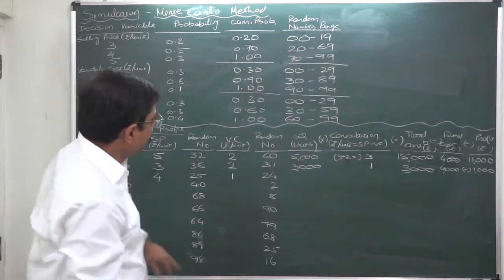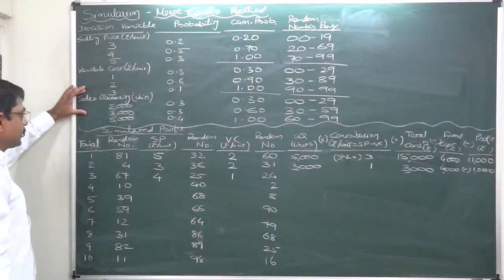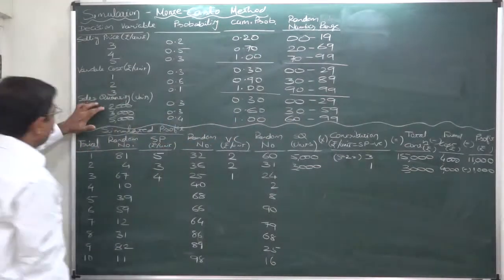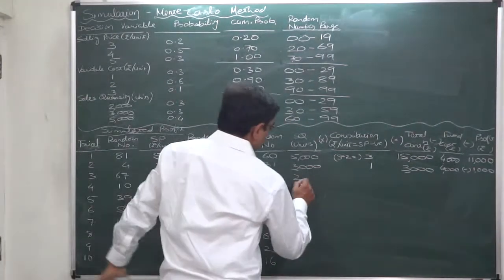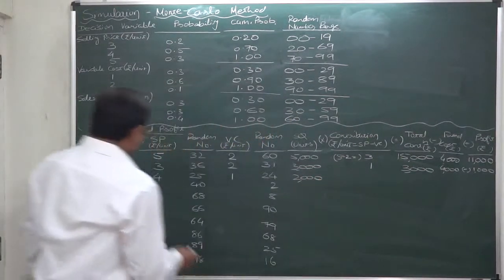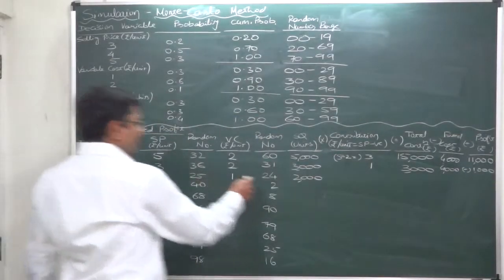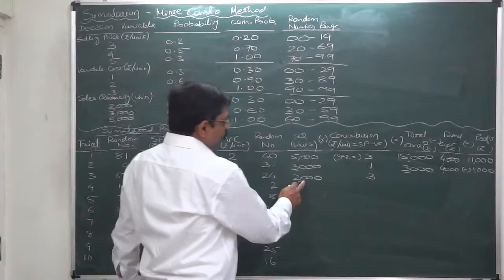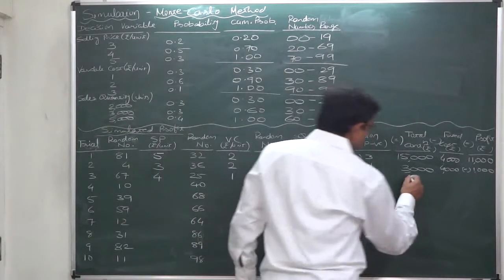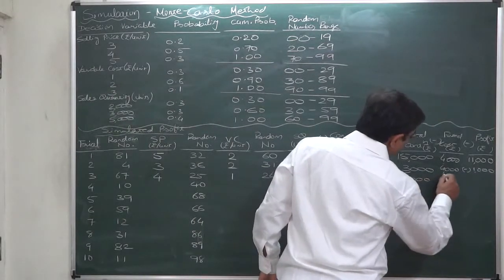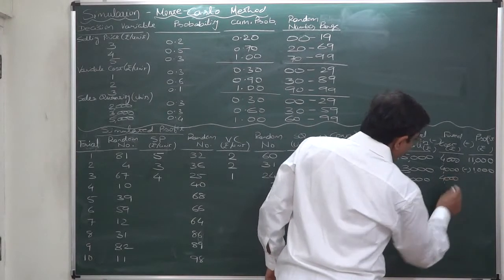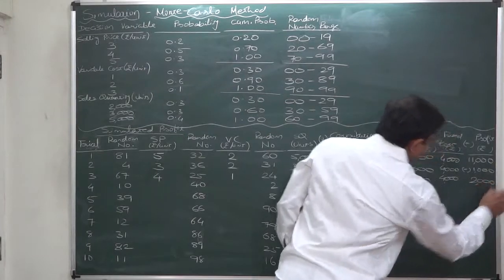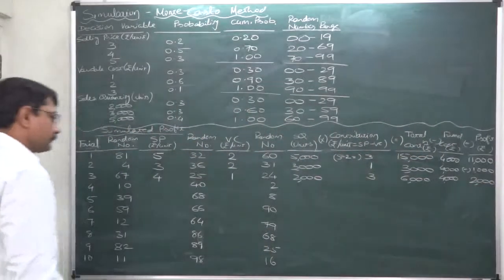Third random number 24 stands for sales quantity. Relevant range is 00-29. Relevant quantity is 2,000. Contribution will be 4 minus 1, 3. Selling price minus variable cost. Total contribution will be 2,000 into 3, 6,000. From 6,000 we have to write off fixed cost of rupees 4,000 and the profit will be 2,000.